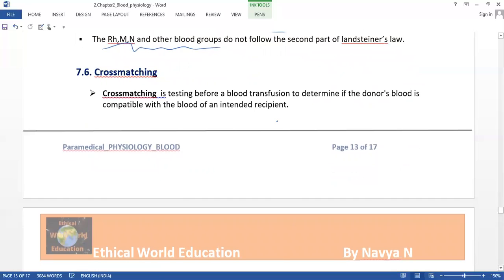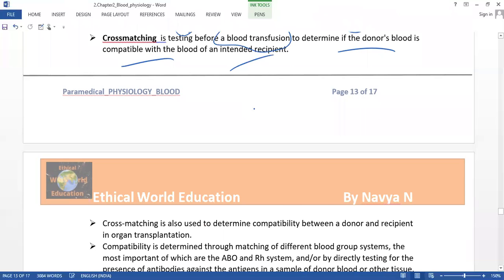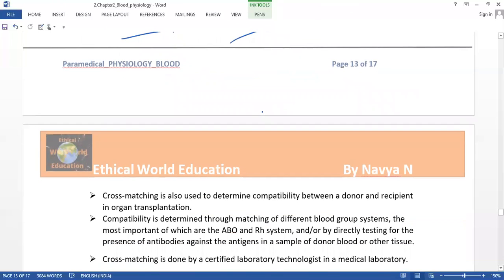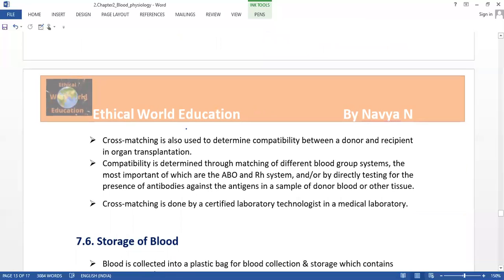And the cross matching. Cross matching is nothing but testing before the blood transfusion. They check whether it is going to match or not, to determine if the donor blood is compatible with the blood of the intended recipient, the person who needs the blood. This cross checking is also used to determine the compatibility between the donor and the recipient in organ transplantation. If the compatibility is good, they go ahead; otherwise, they stop.